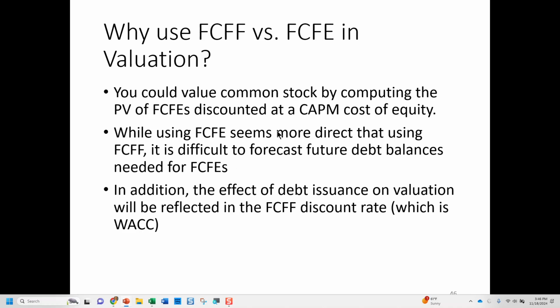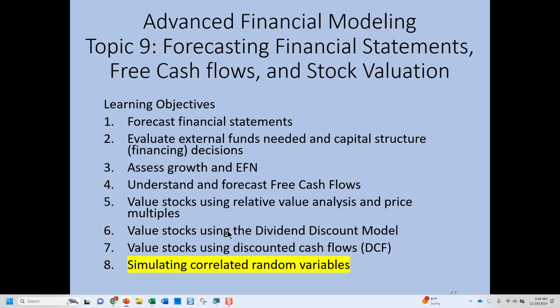So in general, you just take the present value of FCFFs, and how you account for the leverage in a company and its valuation is through the discount rate. What we'll learn later in the next topics is if a company uses a lot of debt, it's going to affect their weighted average cost of capital, and that's how it affects the valuation of a stock. So in this topic, we talked about how to value stocks using DCF, discounted cash flow models. In the next one, we'll talk about simulating correlated random variables.